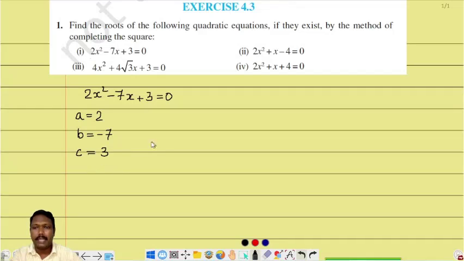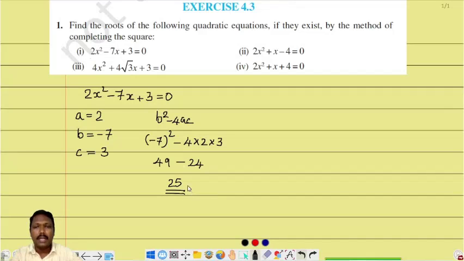Now find b squared minus 4ac. That is b square, meaning negative 7 the whole squared. So minus 7 square minus 4 into a is equal to 2 into c is 3. So that is 49 minus 4 into 2 is 8, 8 into 3 is 24. So 49 minus 24, how much? It is 25. So we got a positive number. That means the roots exist here.